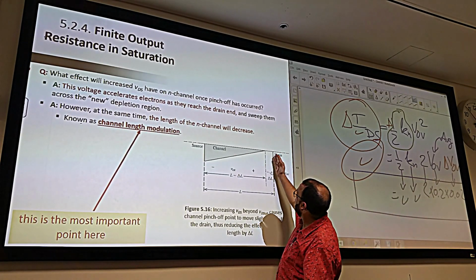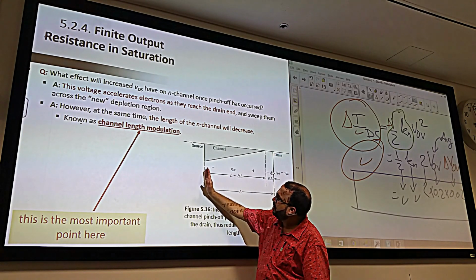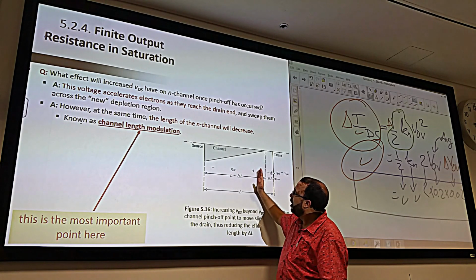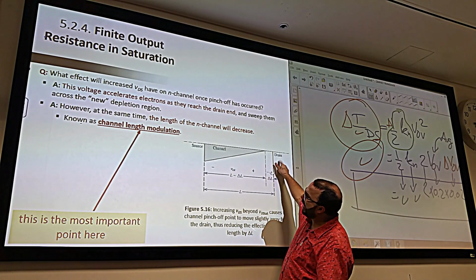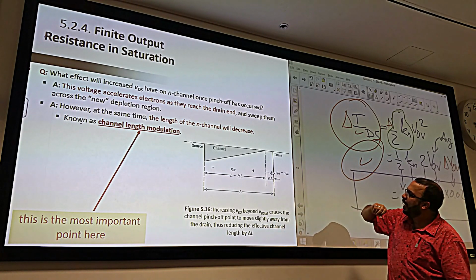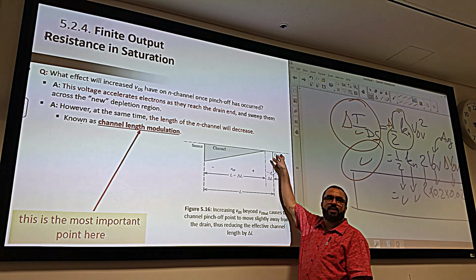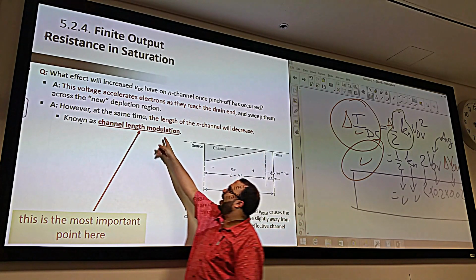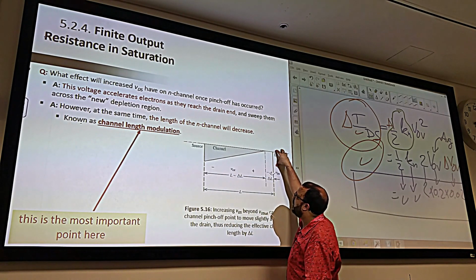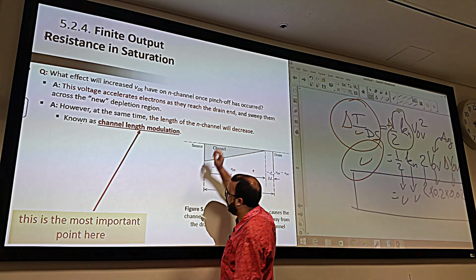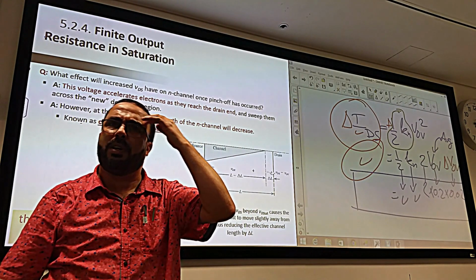So we say that now the channel has changed in length from initially L, which is the distance between the source and drain, to another distance that is L minus delta L, which is caused by the drain voltage. So we say that the channel length is modulated by the drain voltage, yes or no? Modulated means controlled, okay? So the drain voltage is now controlling the channel length. And the channel length happens to be in the equation of the current, yes or no?